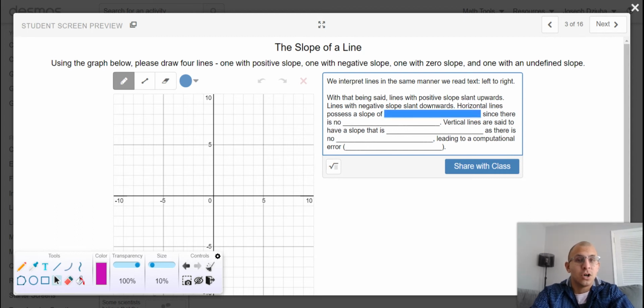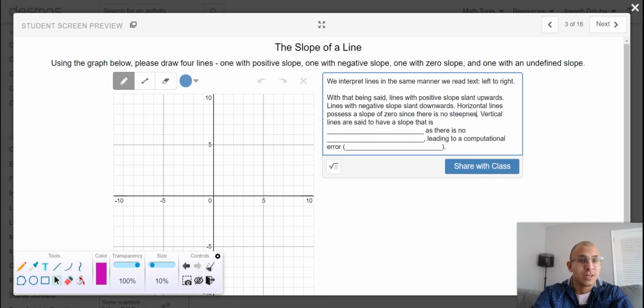downwards. Horizontal lines, like the floor of your home, the sidewalk, the hallways in our school building, are nice and comfortable to walk on and possess a slope of 0 since there is no steepness. Right? Steepness would indicate a vertical change.